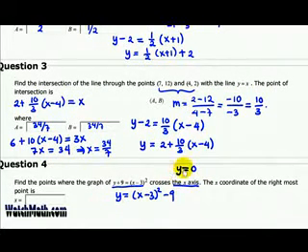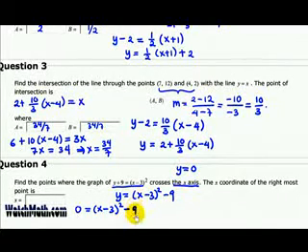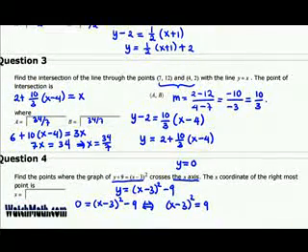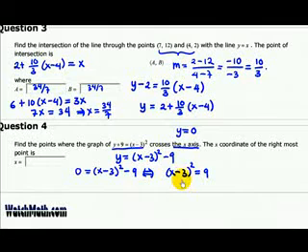Okay, so when we equate these two equations, we have 0 equals (x minus 3) squared minus 9, which is equivalent to, if you add 9 to both sides, (x minus 3) squared is equal to 9. Okay. Since x minus 3 is a number that when we square it we get 9, there are two options.